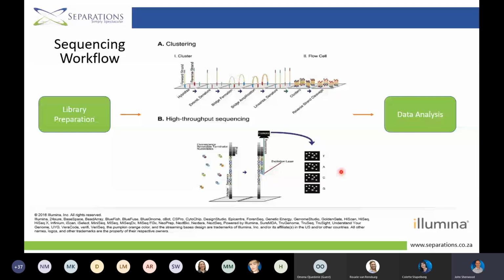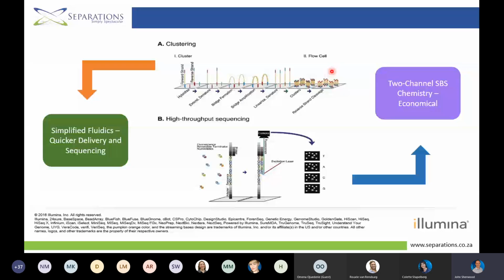So the reason why I included clustering and high throughput sequencing here as sort of a blown up image of the workflow is because there are 2 sections on the MiniSeq that have basically been optimized specifically to help with the sequencing workflows and to help with the speed and the time that it takes to sequence. So 2 of the changes that Illumina made, which are specific to the MiniSeq and also the NextSeq: one thing Illumina have done is they've looked very much at the fluidics of the systems, and on the MiniSeq they've decided to simplify the fluidics as much as possible.